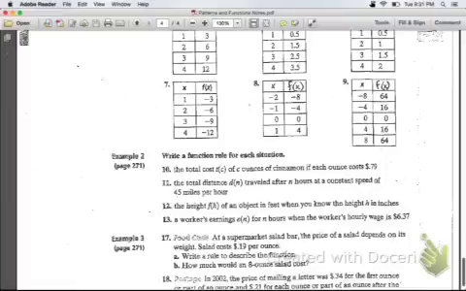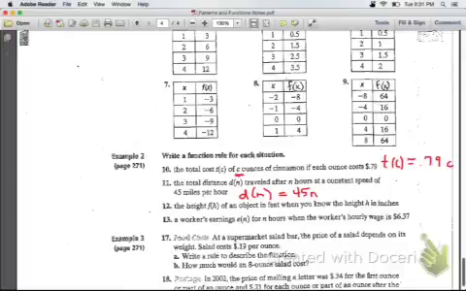So it says the total cost TC of C ounces of cinnamon if each ounce costs 79 cents. So we would write the rule, okay, as whatever they've defined. TC is equal to your 79 cents per ounce, which will be C, because it gave us the C ounces. The total distance dn traveled after n hours at a constant speed of 45 miles per hour. So dn would be 45n.